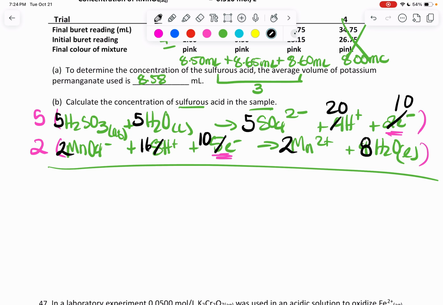So now I'm going to make sure that the top and bottom don't have duplications. So I have 16 H⁺ down here and 20 up here. So I'm just going to cross those out, and I'm going to leave 4 up there.